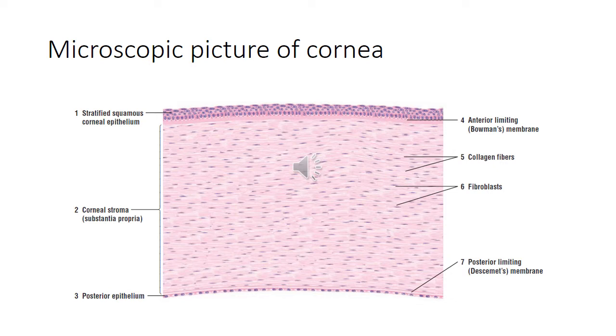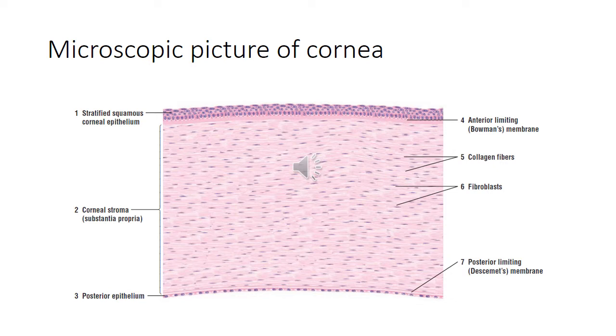Now it has got collagen fibers. As I told you, they are the type 1 collagen fibers which are embedded in the ground substance. And in between them you are seeing flattened nuclei, fibroblasts. These fibroblasts are called as the keratocytes.